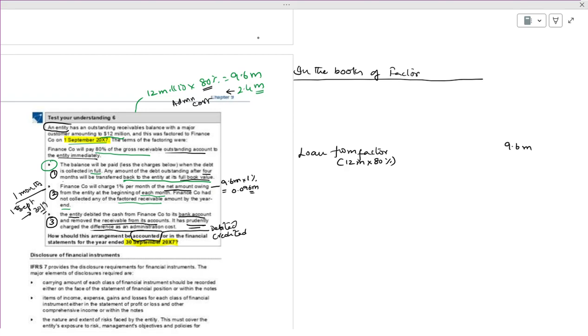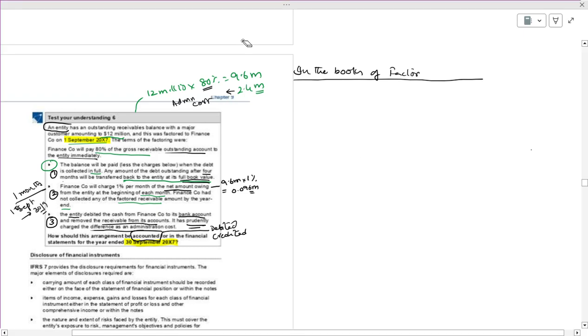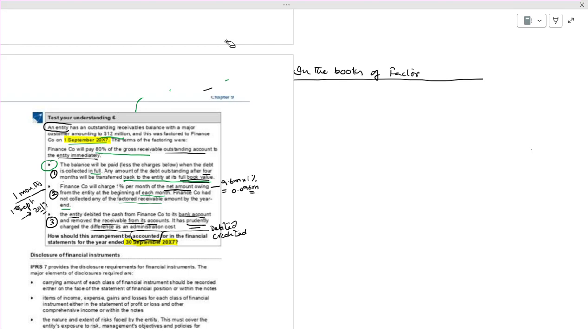The first point: the company will be paid less the charges below when the debt is collected in full. Any amount of the debt outstanding after 4 months will be transferred back to the entity at its full book value. Any amount of debt outstanding? See, I will put it like this. One minute. I just want to make sure. First I will explain, then I will make sure that it works.